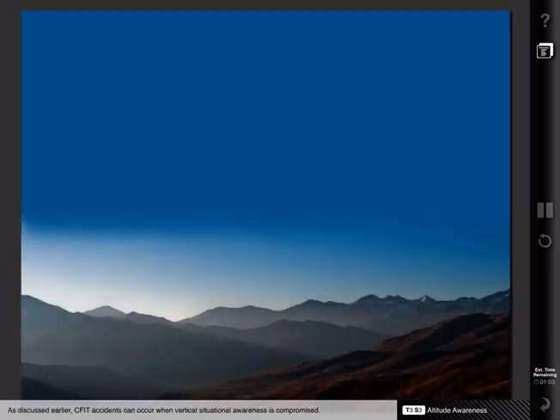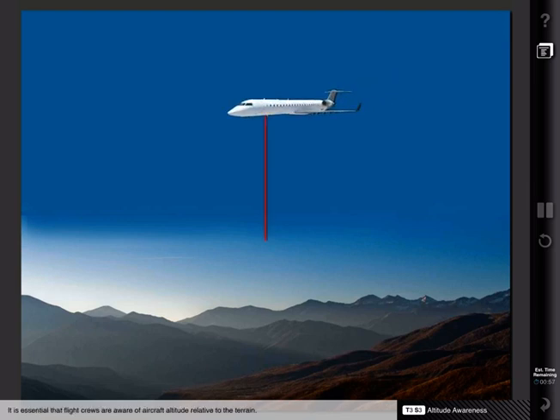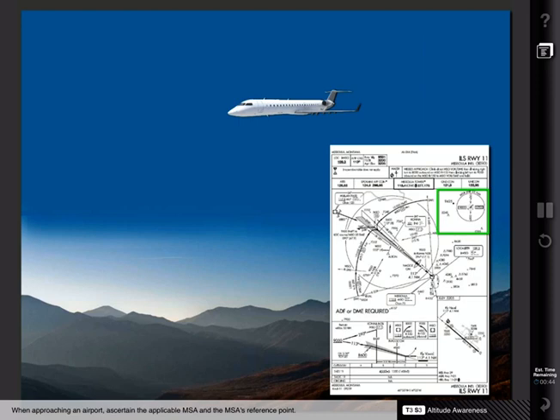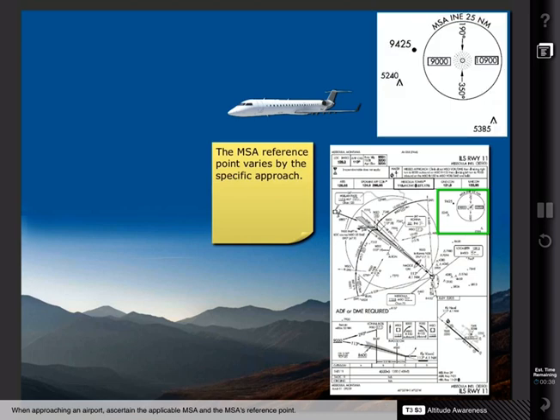As discussed earlier, CFIT accidents can occur when vertical situational awareness is compromised. It is essential that flight crews are aware of aircraft altitude relative to the terrain. Here are some techniques that can be used to improve altitude awareness. When approaching an airport, ascertain the applicable MSA and the MSA's reference point. These reference points change according to the actual instrument approach.